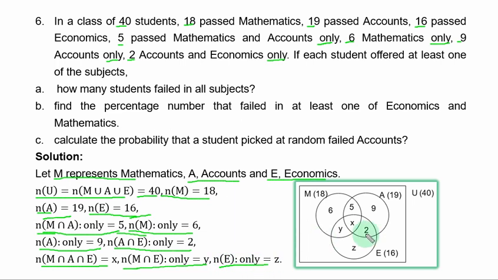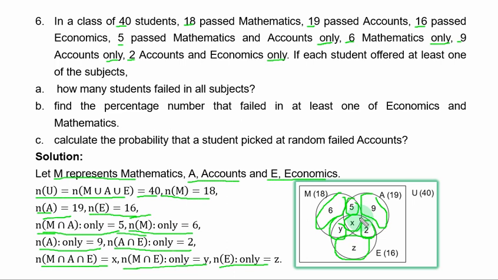So you have the Venn diagram. The rectangle denotes the universal set and the circle the subset. This part alone is only mathematics, 6. Here is only accounts, 9. Here is only economics, Z. Here is only accounts and economics, 2. Only mathematics and accounts, 5. Only mathematics and economics, Y. Then the intersection of the three subsets is S.